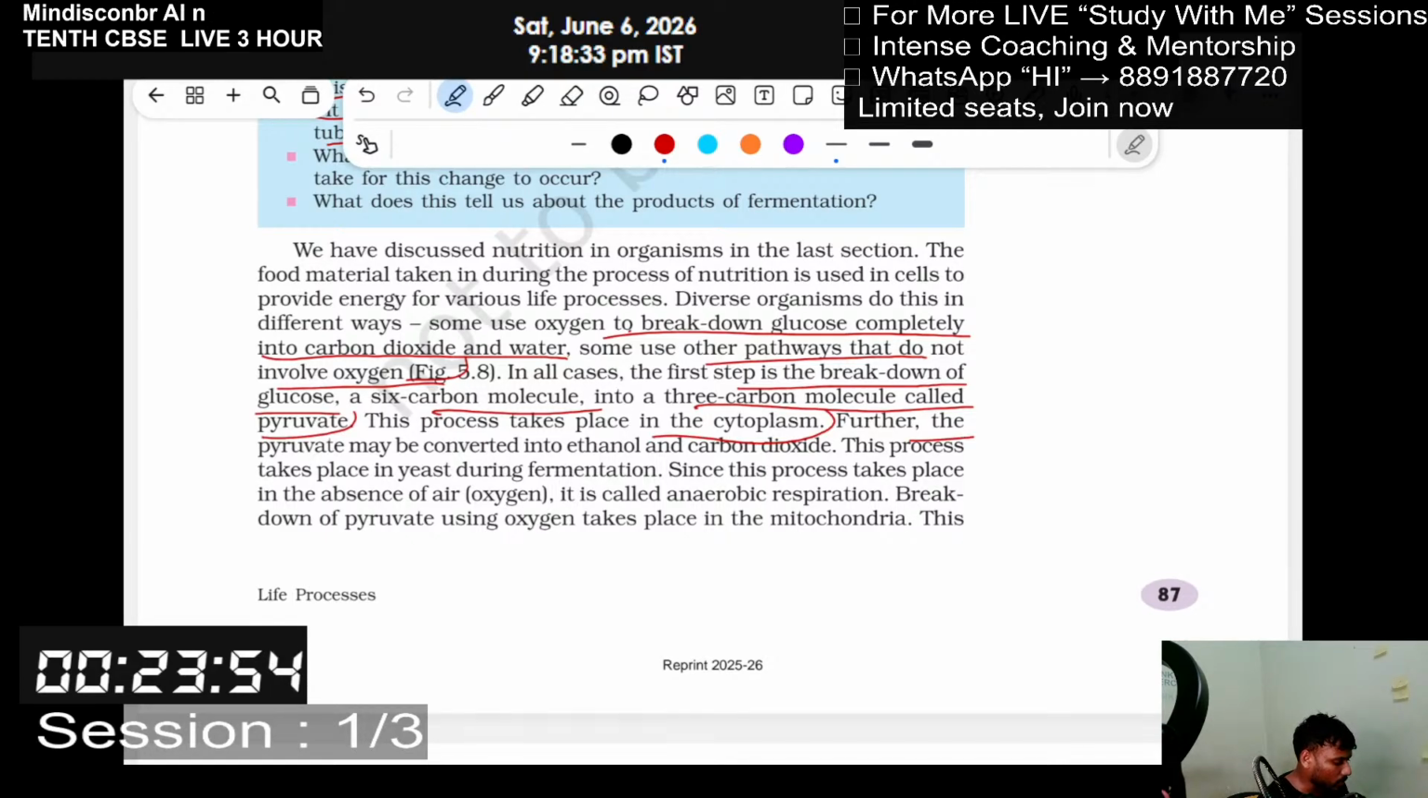Further, the pyruvate may be converted into ethanol and carbon dioxide. This process takes place in yeast during fermentation. Since this process takes place in the absence of air or oxygen, it is called anaerobic respiration. The breakdown of pyruvate using oxygen takes place in the mitochondria.